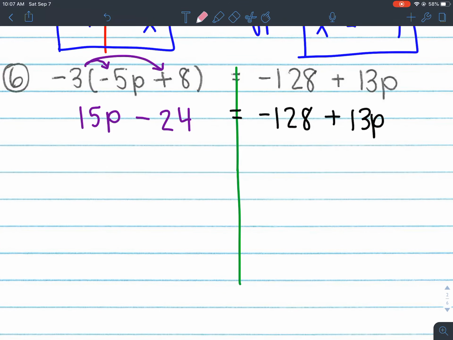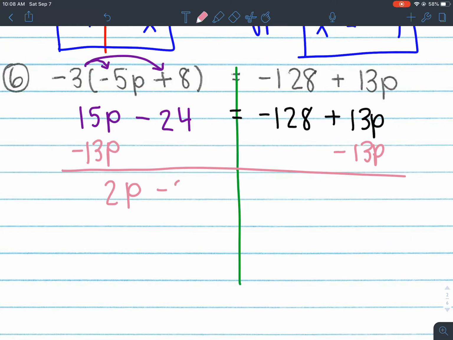And now I'm going to go ahead and move all of my variables to the left side. So that means I'm going to get the variables that are on this side to move over there. Well, I only see one variable, and it's the 13p. So I'm going to move that to the other side, and I will subtract it from 15p. Okay? 15p minus 13p is 2p, minus 24 equals negative 128. And 13p minus 13p is 0, so that goes away.